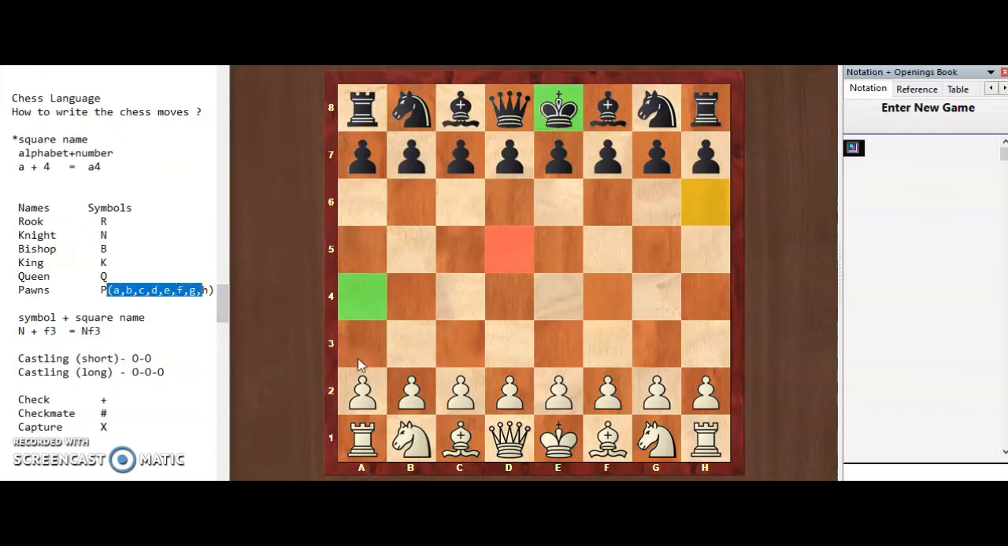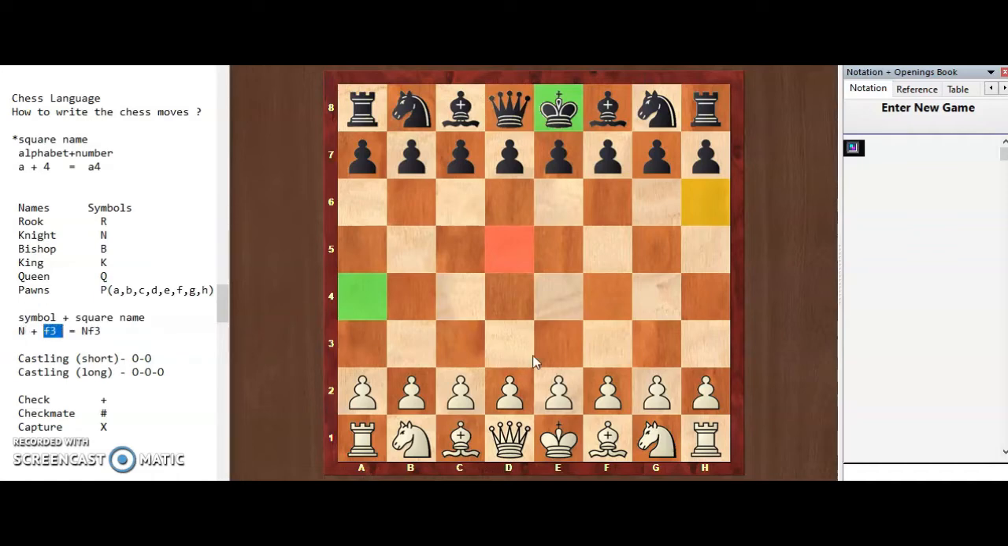There are 8 pawns, A to H, that's why I wrote the A to H alphabet. And how we'll use it, I'll tell you. So next we will see how to combine both square name and symbol. Symbol plus square name is the move we write. For example, this N, the knight symbol, F3 square.